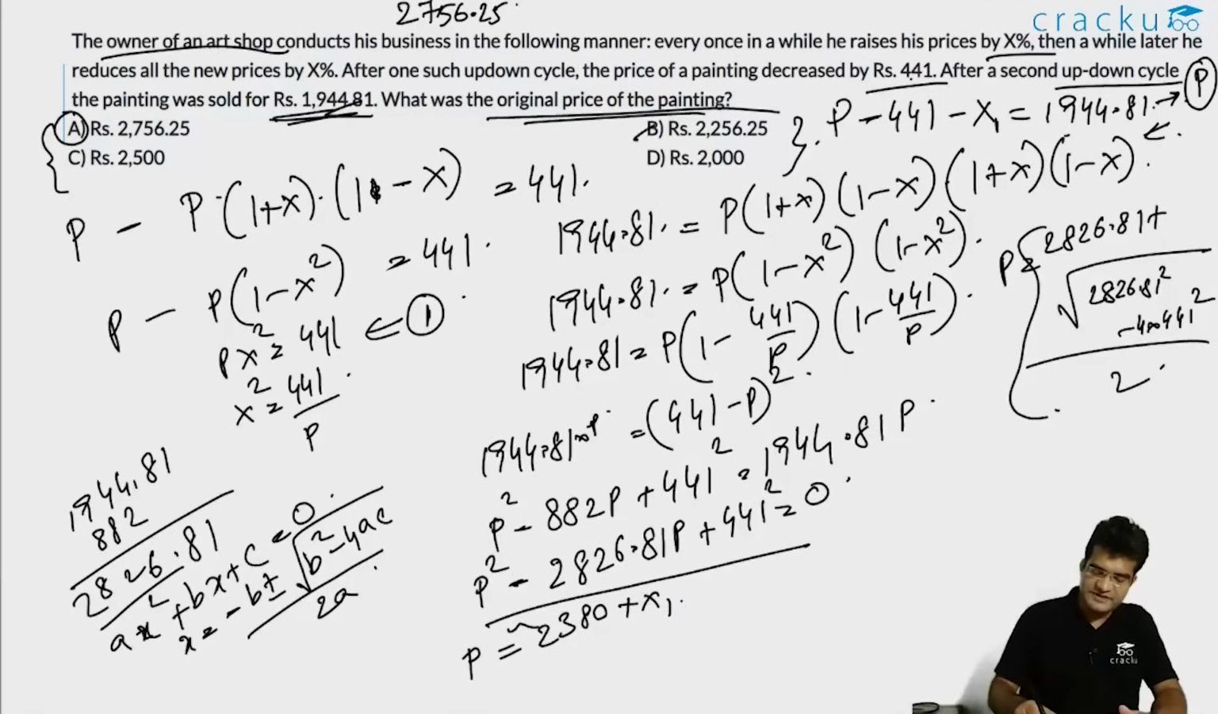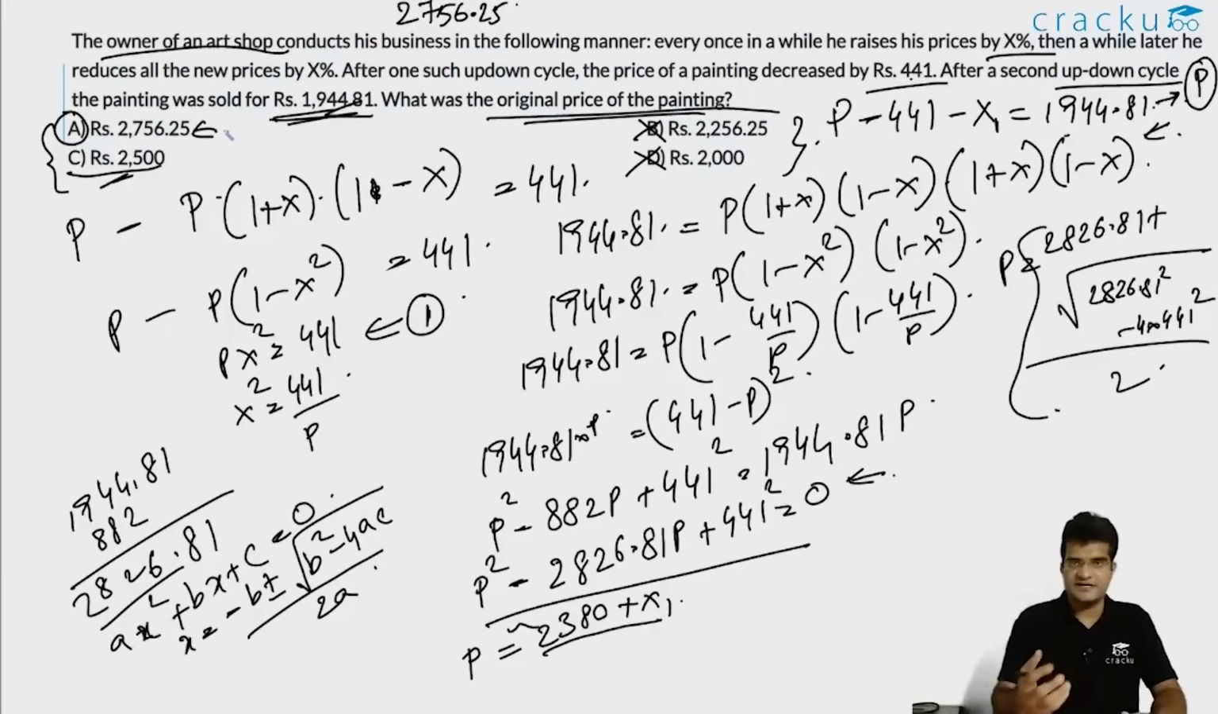If you look at the options given, this is definitely not B because it is something around 2200. It is definitely not option D because it is just 2000. It is probably not even C because the difference between 2380 and 2500 is just 120. Something which has gone down by 441 in the first cycle would not go down by just 120 in the second cycle. You can input 2500 in the quadratic equation and find out that it won't work. Or by just looking at the options, you know that there is an excellent chance that it will be 2756, because the difference between 2756 and 2380, which is the value of X1, will be approximately 380.